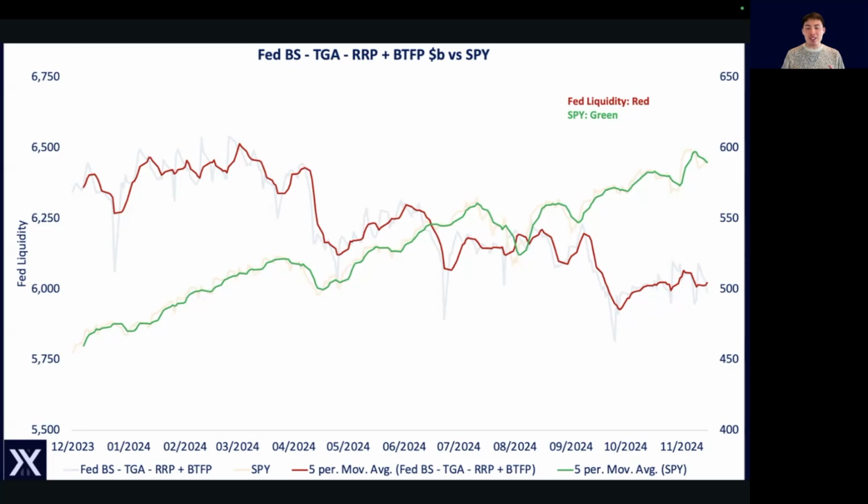However, since the election, so in the past couple of weeks, the overall Fed liquidity has dropped slightly. And that has not really helped equities to further capitalize on the post-election tailwind. And we've seen that SPY has stalled somewhat in the past couple of weeks.